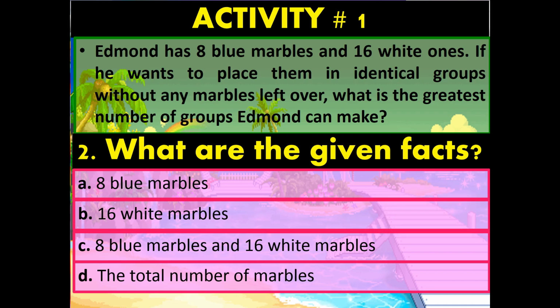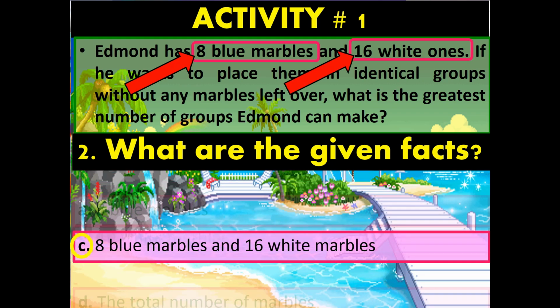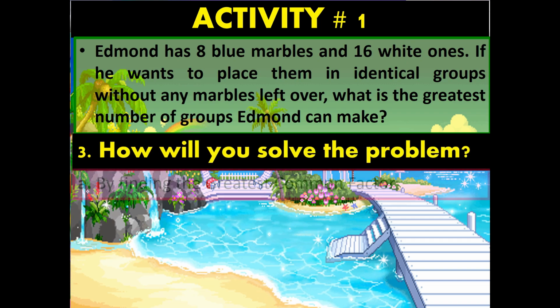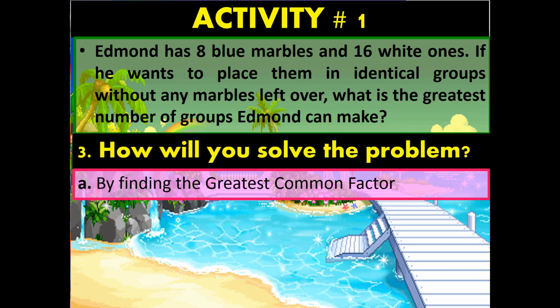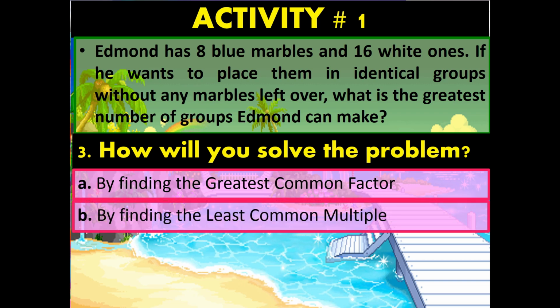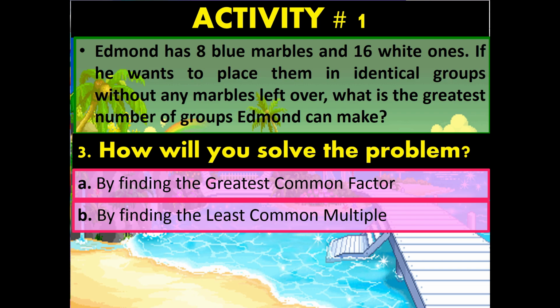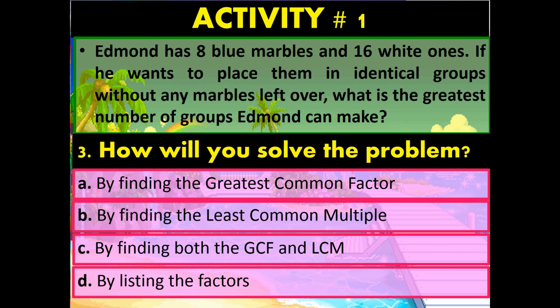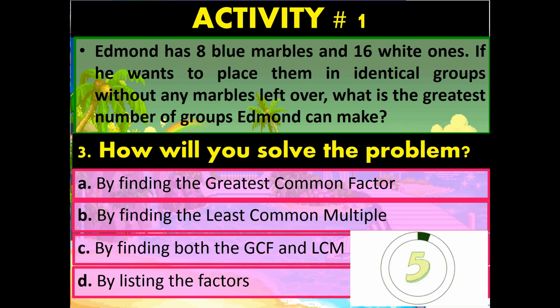Time is up. The answer is letter C. Very good. Question number 3. How will you solve the problem? A, by finding the greatest common factor. B, by finding the least common multiple. C, by finding both the GCF and the LCM. Or D, by listing the factors. Timer starts now.